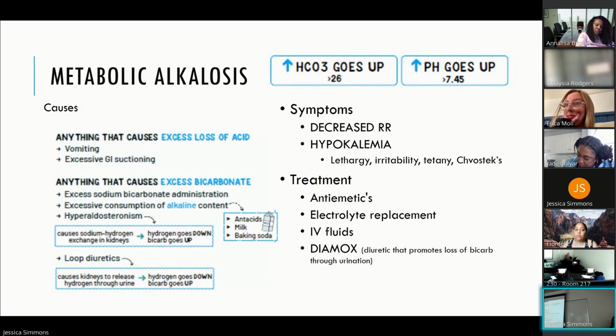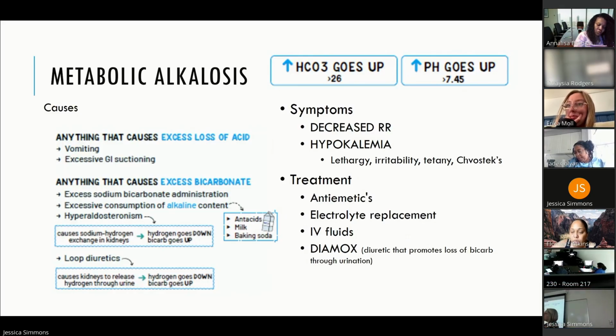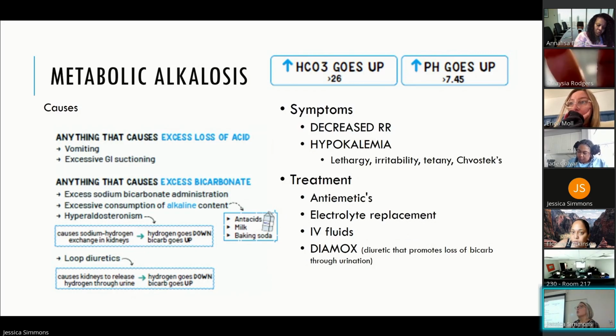So now we have metabolic alkalosis. This is caused by anything that causes excessive loss of acid, like vomiting or excessive GI suctioning. Anything that causes excess bicarb. So if the patient receives too much sodium bicarbonate, if they are drinking an excessive amount of alkaline things that include antacids, milk, and baking soda. So these are all bases. These all neutralize.